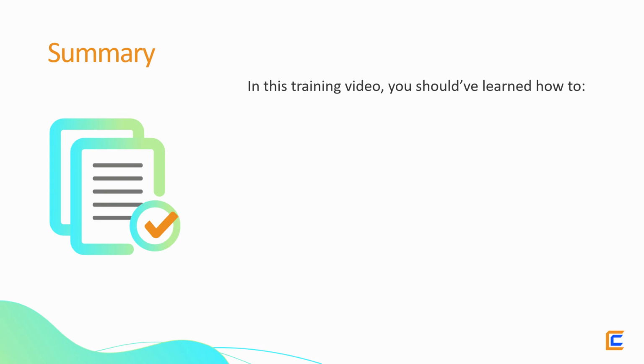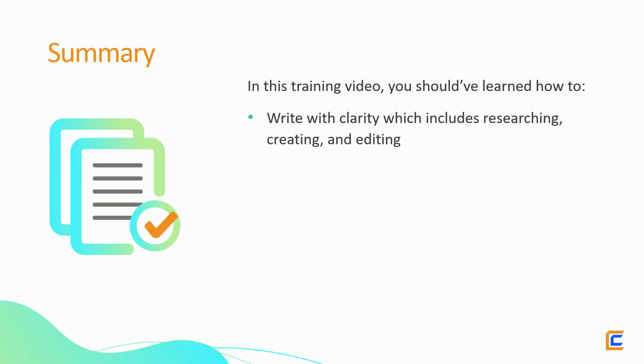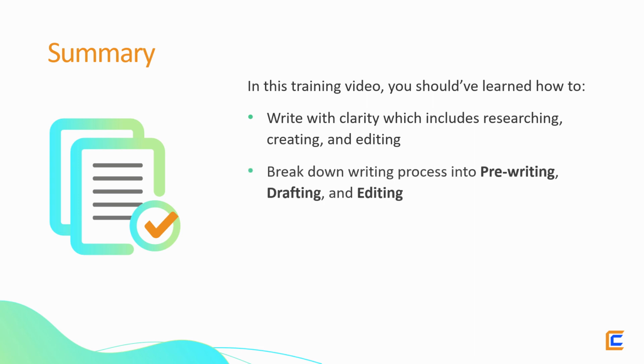In this training video, you should have learned how to write with clarity. The process of writing encompasses a number of distinct jobs, including researching, creating, and editing. Let's start at the beginning, when you have a vague idea about what you want to write. You research to streamline your thoughts and ideas. The next logical step is to assimilate all that data to create a piece of work that flows and has meaning. The process of writing can be systematically broken down into the following stages: pre-writing, drafting, and editing.